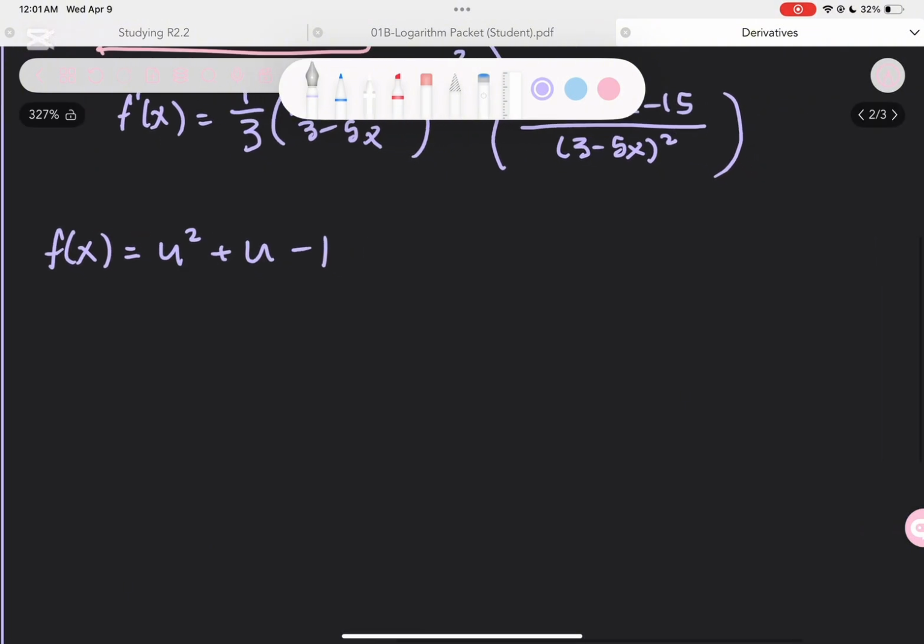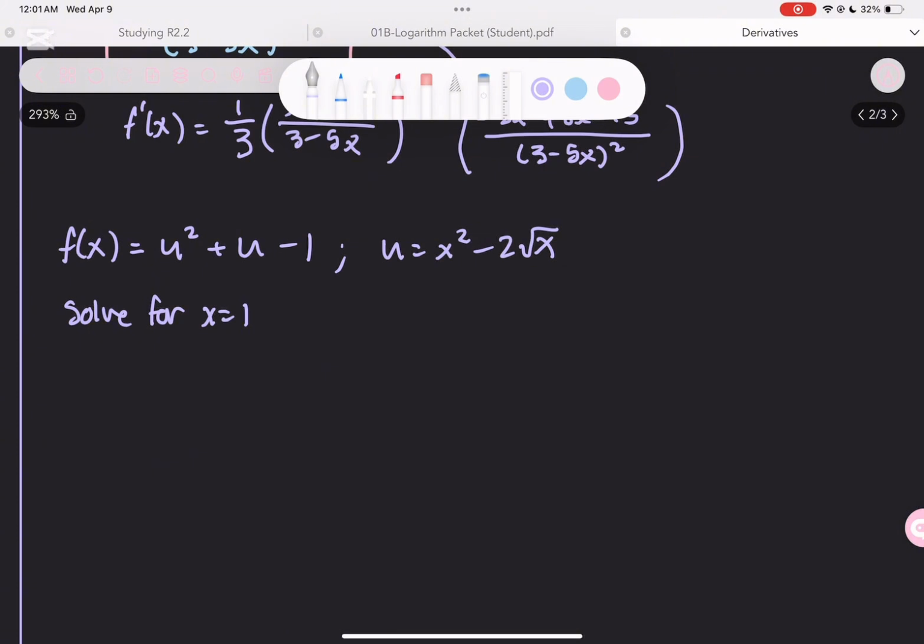So they don't actually sub it in for you yet. And they give you that u is equal to x squared minus 2 root x, and you want to solve for x at 1. Okay, so what do you do here?